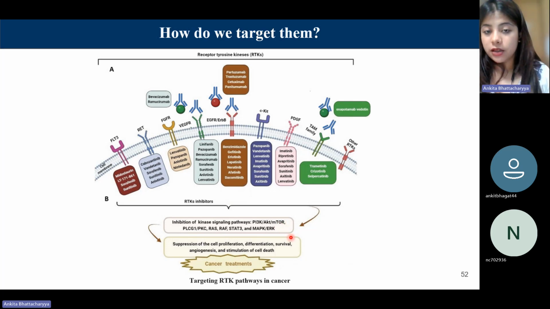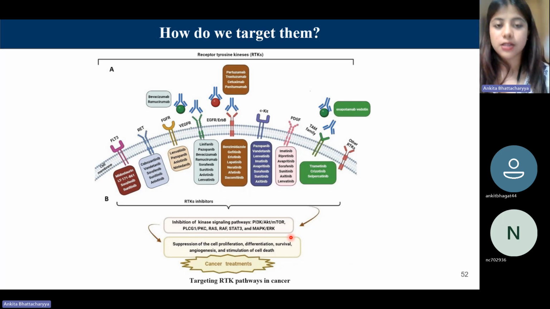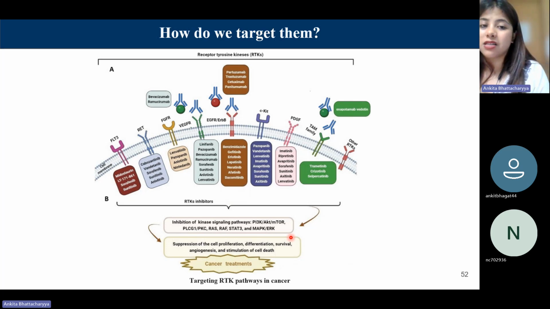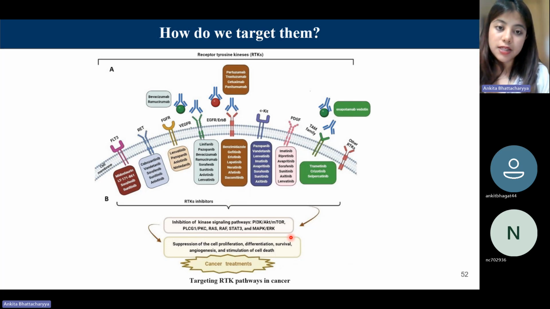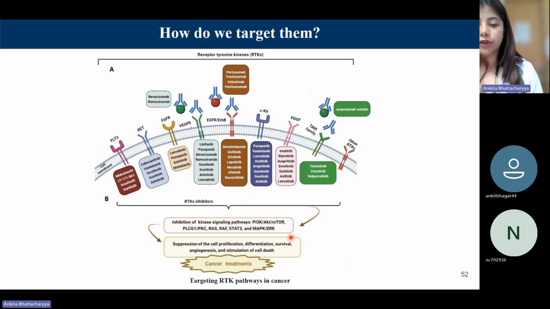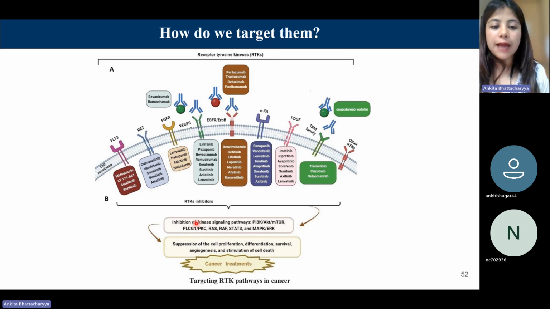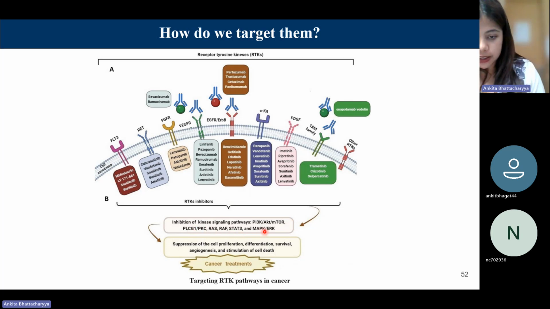So effectively, the idea is that there are a lot of inhibitors for RTK signaling that are commercially available in the market, and under study in clinical trials, and found to be very effective for a large number of cancers. And most commonly, the pathways that are inhibited include PI3K, AKT, mTOR signaling, protein kinase C signaling, RAS, RAF signaling, STAT signaling, MAP kinase, and ERK signaling.